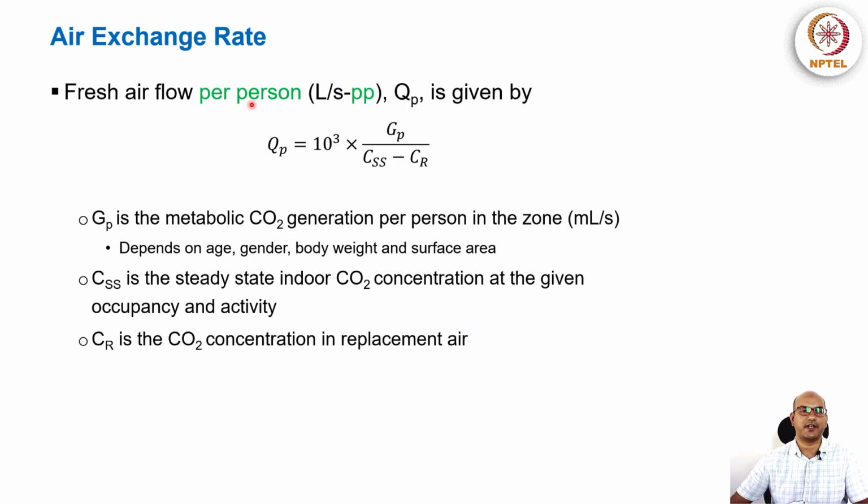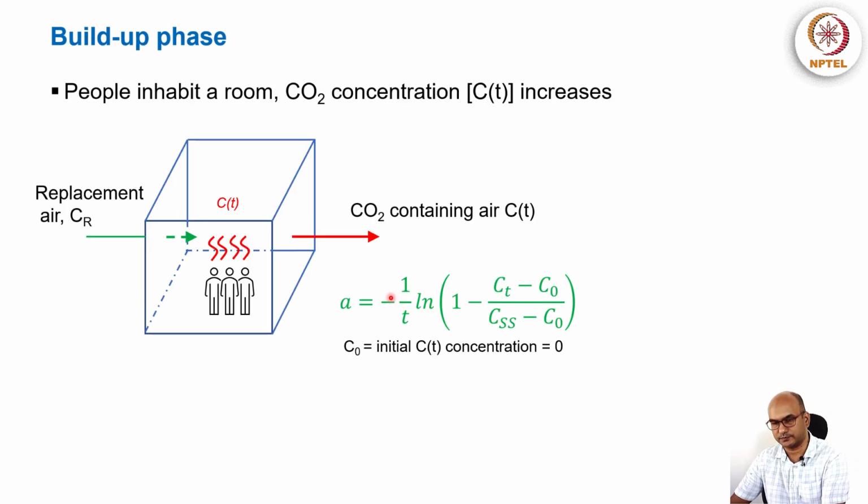This is basically the fresh airflow per person, QP, as a function of GP, which is the metabolic CO2 generation per person in a particular zone, which depends on age, gender, body weight and surface area. CSS is the steady state indoor concentration at a given occupancy and activity, and CR is the CO2 concentration in the replacement air, the air that is coming and flushing the room. We will derive this air exchange rate constant mathematically in the following slides.